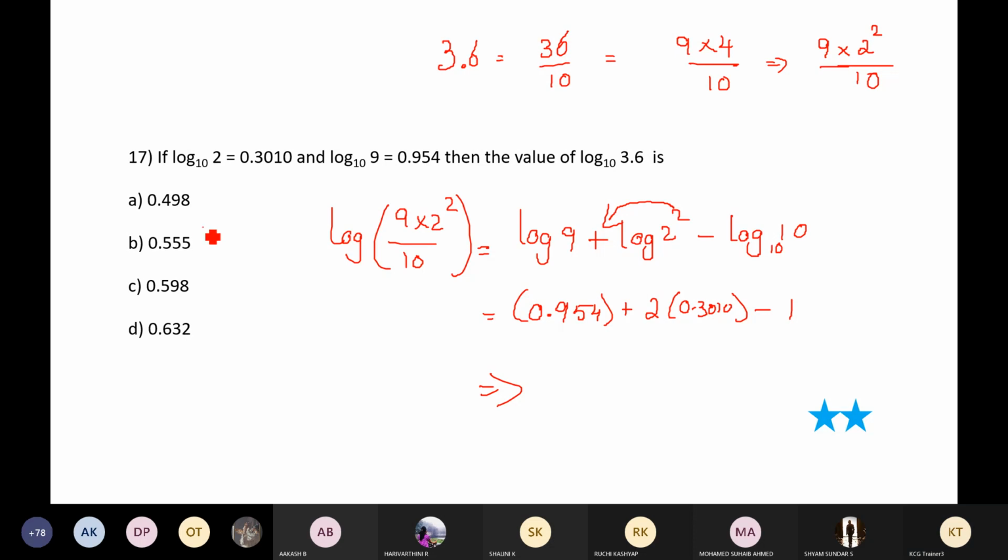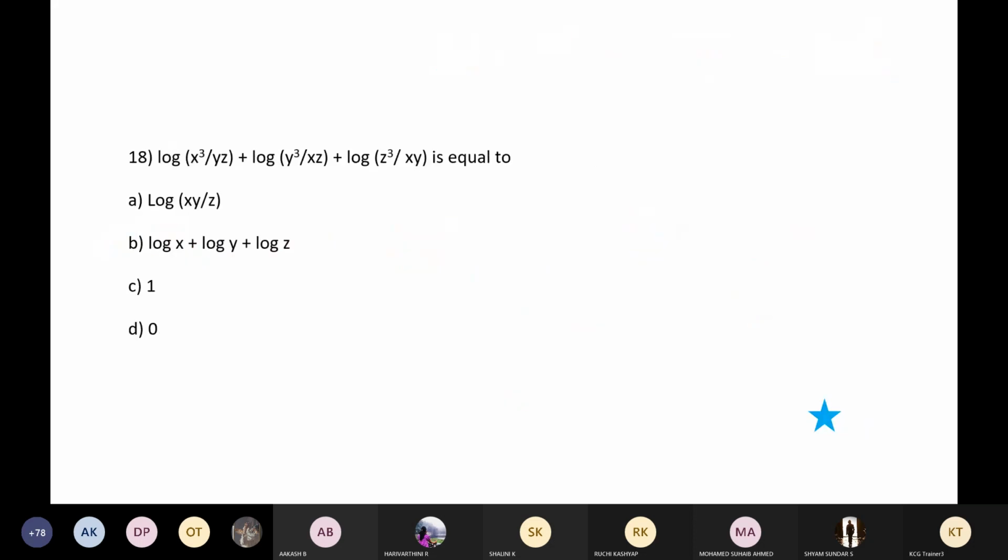Super. The answer is option B, 555. Come on, guys, here's the next question.